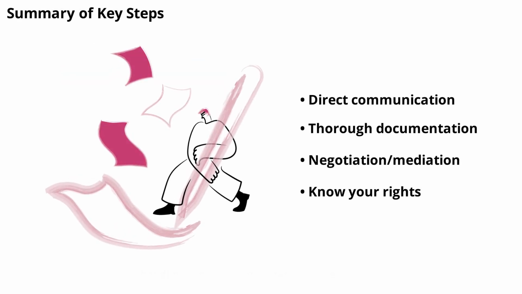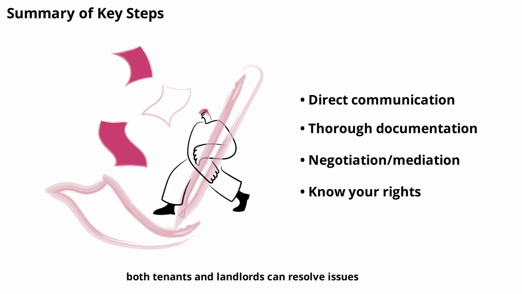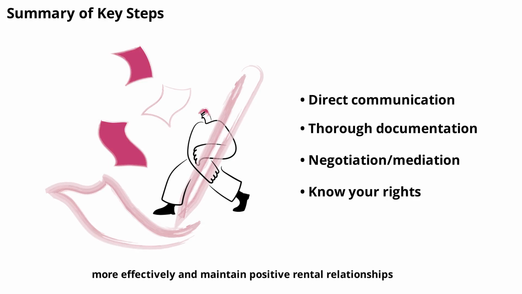To sum up, handling rental disputes involves several key steps. Communicate directly, document everything, try negotiation or mediation, seek legal advice if needed, and understand your rights and responsibilities. By following these steps, both tenants and landlords can resolve issues more effectively and maintain positive rental relationships.